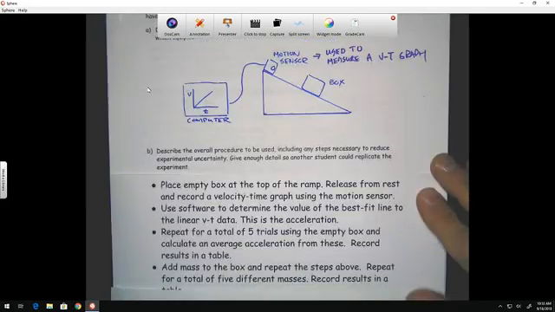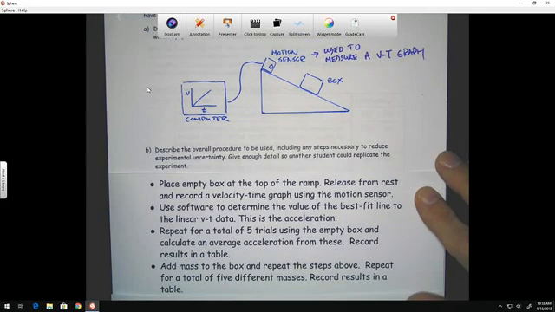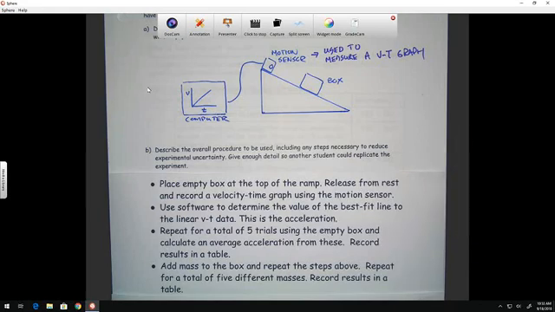After you've done that for the empty box, you would add mass to the box, and you repeat the steps above. And I just put down that you should try this for 5 different masses. Again, 5 is just kind of made up. There's nothing special about it. But the idea is that you're showing the person who is reading that you are deliberately changing the mass. Because after all, you want to see if the mass affects your acceleration.